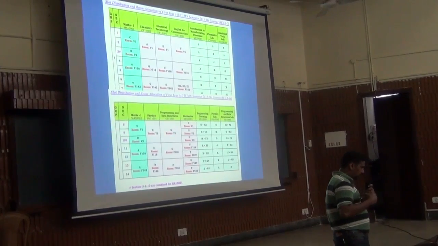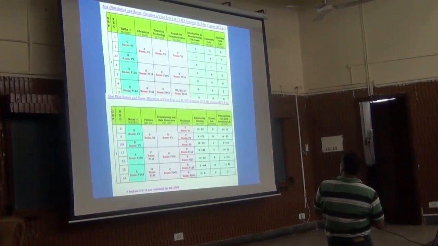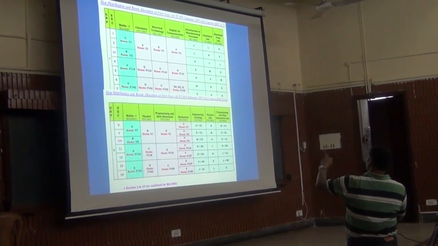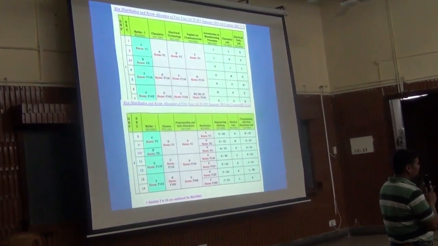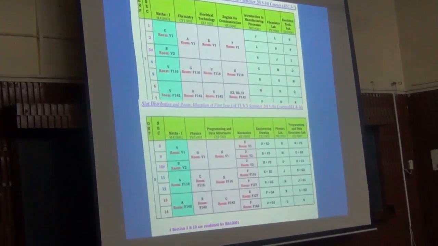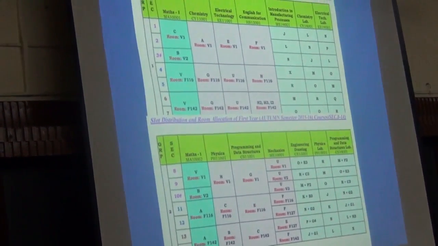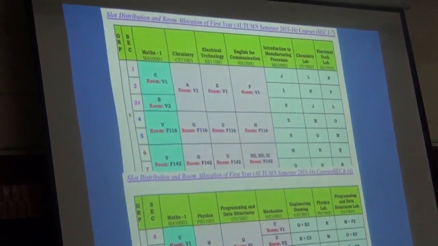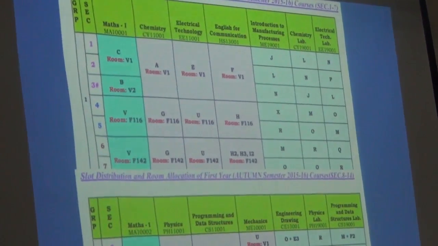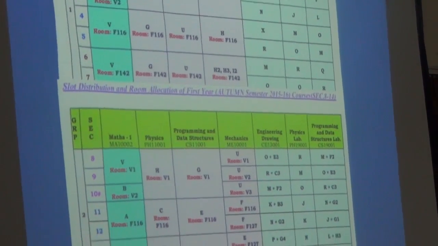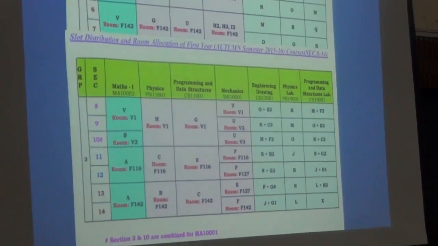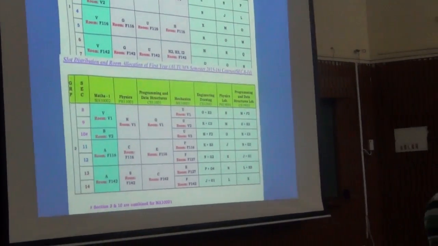Okay, so that is about the slot distribution, and you can see the rooms, like B1, B2, M116. M116 is this room. Just go to the other end of this corridor, then you get F126, which is the Raman Auditorium, this is the Bhatnagar Auditorium, and B1, B2, B3, B4 are located in Vikram Sarabhai.